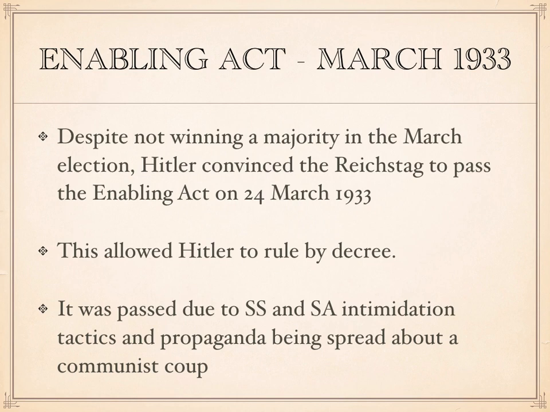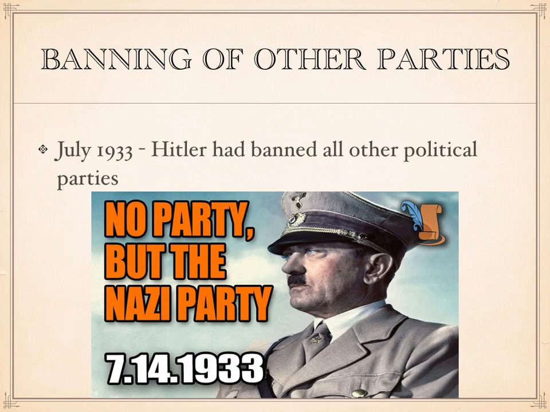However, the Nazis still didn't get the majority that they wanted, but thanks to this continued intimidation of politicians by the SA and SS, and propaganda scaring people into thinking a communist coup was about to take place, Hitler convinced the Reichstag to pass the Enabling Act on the 24th of March 1933. This allowed Hitler to rule by decree, just as we saw that Mussolini was able to rule by decree. By July of 1933, Hitler had used his power to ban all other political parties.